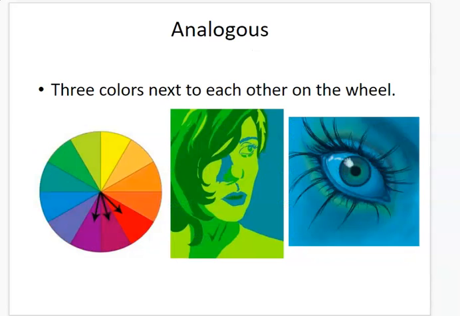Then you've got analogous. Those are the colors next to each other on the wheel. Here's an example of this girl with the green, the yellow green, and then the darker green. I guess there are more of these over here, as well as the blue maybe. Same with this one here, the same colors, dark blue, blue, turquoise, somewhere in there. So any three colors next to each other make up analogous. This is the hardest one to remember, okay?